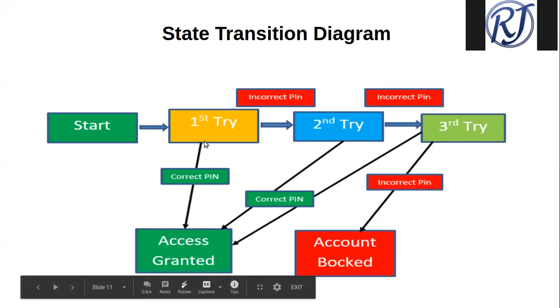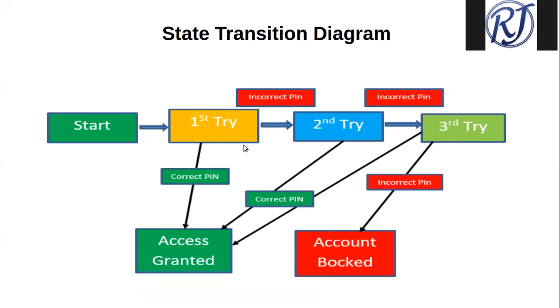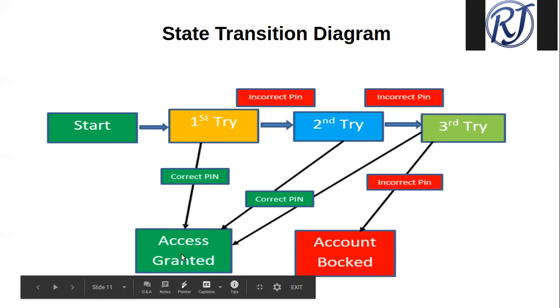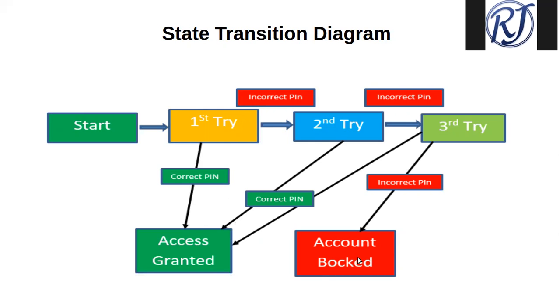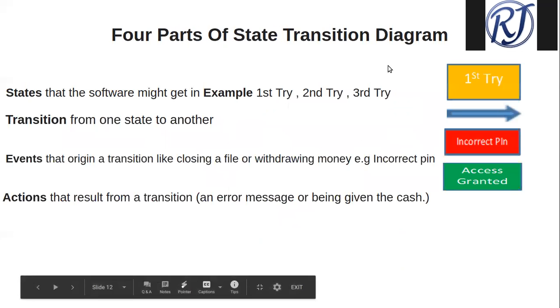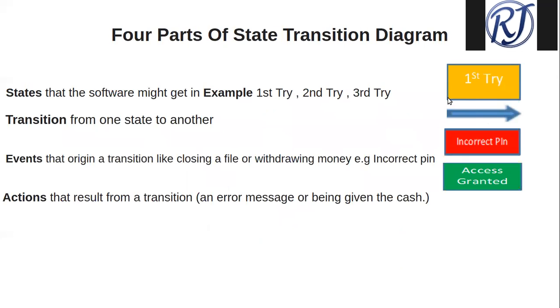So you can see, based on the input data, the state of the machine is changing. Okay, so the state is behaving differently. That means if the user enters an incorrect pin the third time, then it won't reach the access granted state, it will reach the account block state. So in this diagram, let's study each and every component of the diagram in detail.